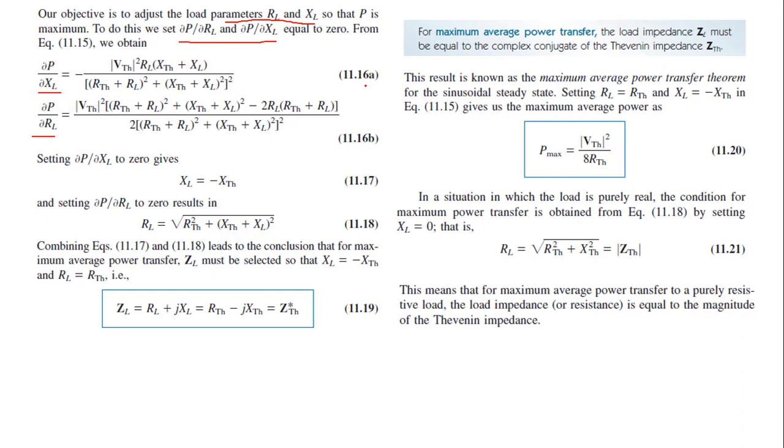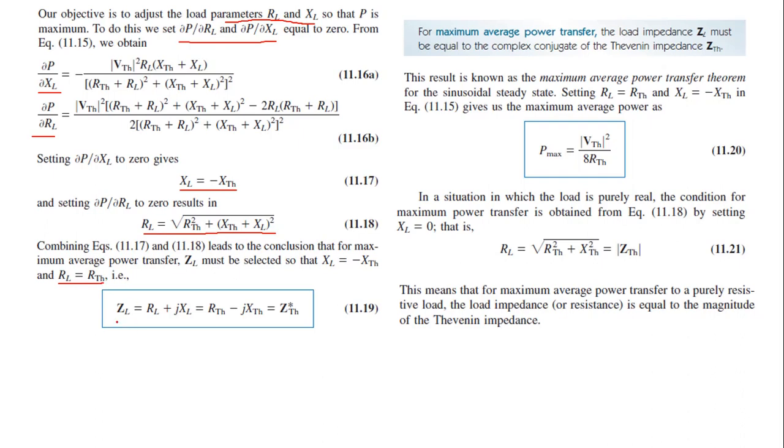Equation 11.16a: if we equate it to 0, we get the condition that XL will be equal to minus X Thevenin. Similarly, if we equate dou P by dou RL to 0, we get another condition where RL is equal to the root of R Thevenin squared plus (X Thevenin plus XL) squared. Here, instead of XL, if we substitute minus X Thevenin, then we get RL equal to R Thevenin.